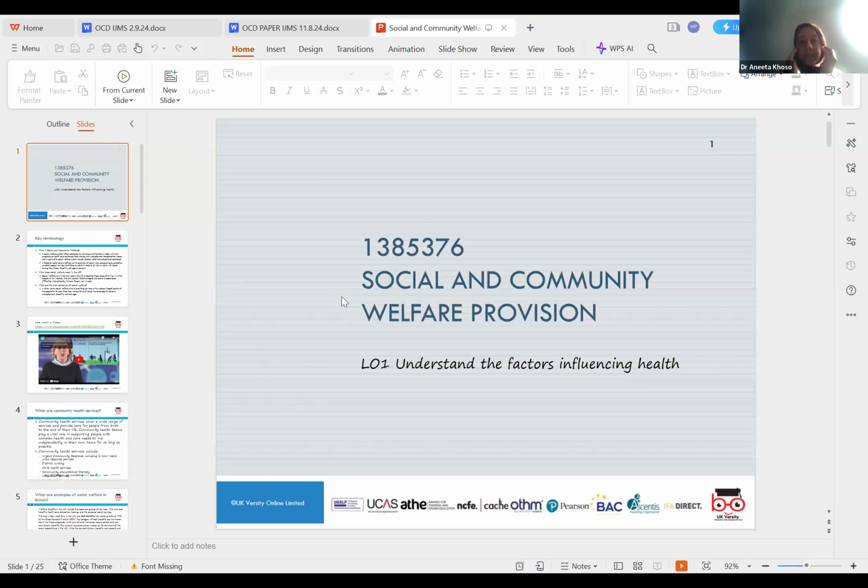So, okay, the content for this session, I hope you can see my screen, is social and community welfare provision. The first learning objective here, as you can see, because I talked a bit about what's expected from you in the assignment, is to understand the factors that influence health. That's your first learning outcome.